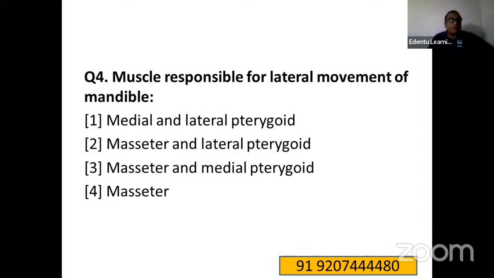So dear friends, we are coming towards the end of our session now. The fourth question of the day: muscle responsible for lateral movement of the mandible. Lateral, medial and lateral pterygoid, masseter and lateral pterygoid, masseter and medial pterygoid, or masseter muscle. So it's very simple now. Number is there, you can write that. This is the fourth question of the day.